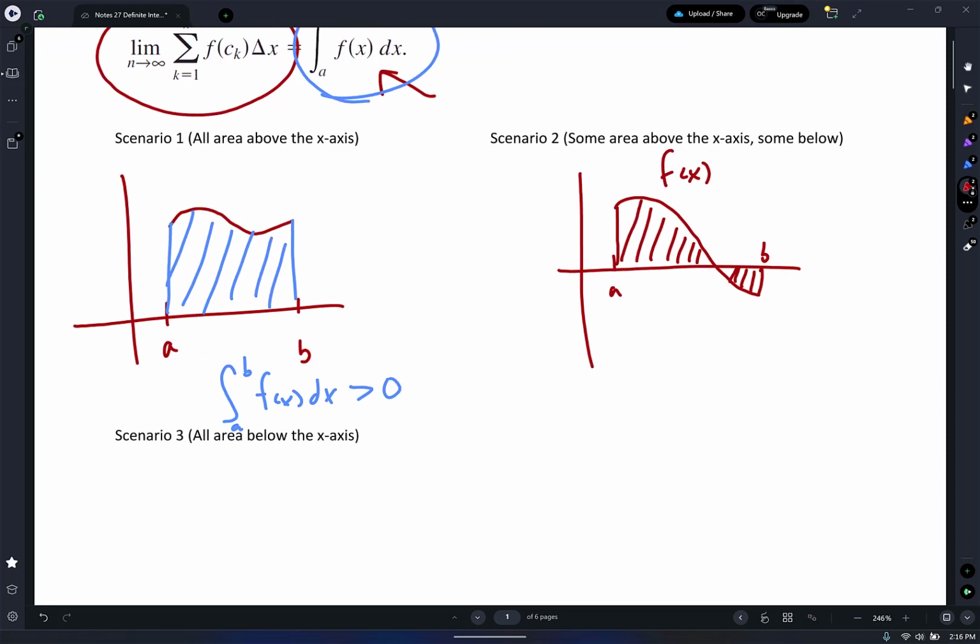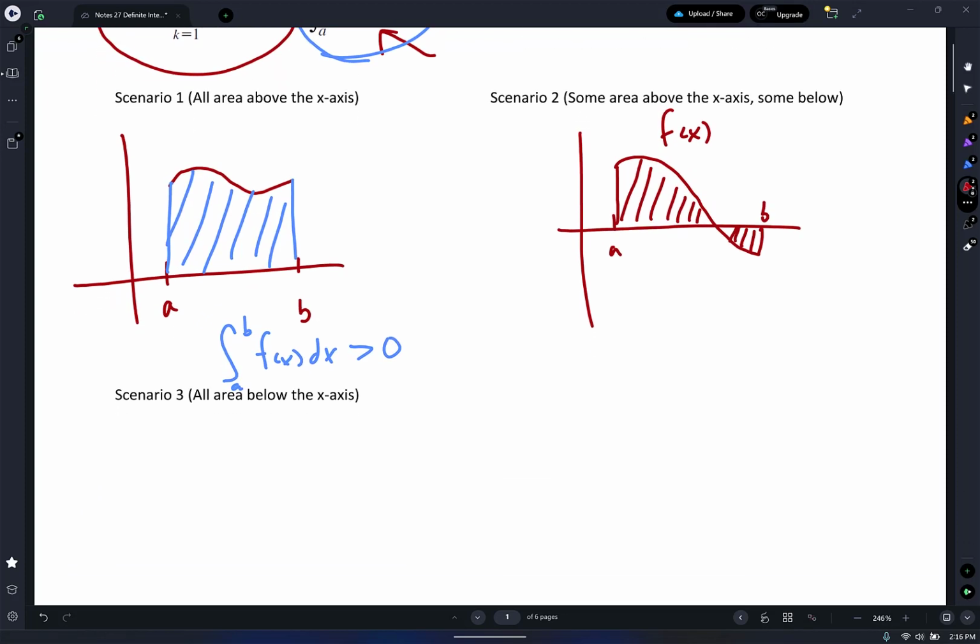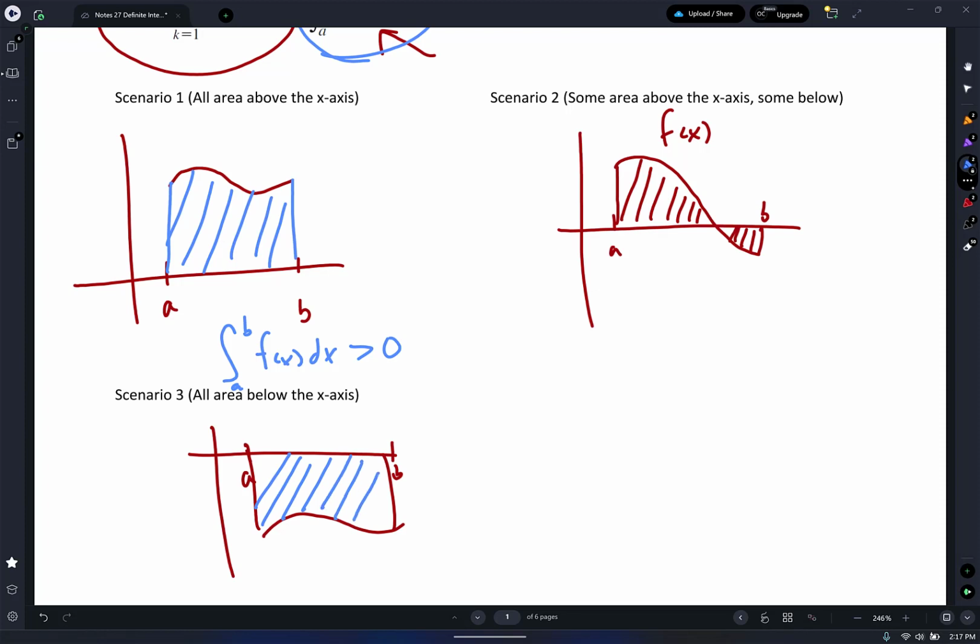And then for scenario 3, you can have all the area below the x-axis. So let me exaggerate quadrant 4. I'm going to put a curve. I'm going to call this A. I'm going to call this B. And this is my area. This is the x-axis right there. And this, from A to B of f of x dx, is definitely negative because it's below the x-axis. That's called signed area.